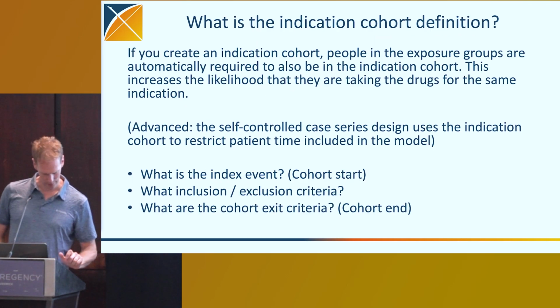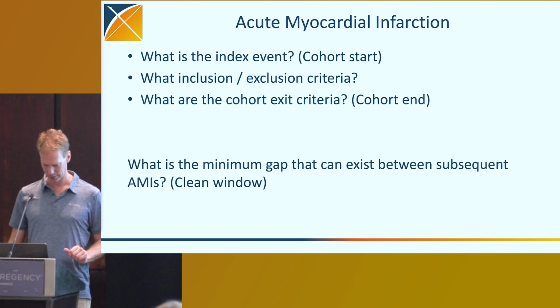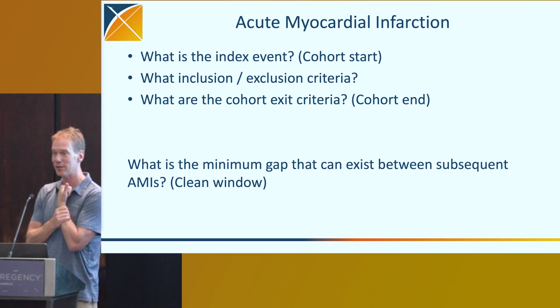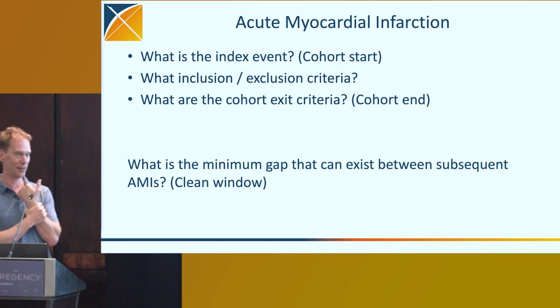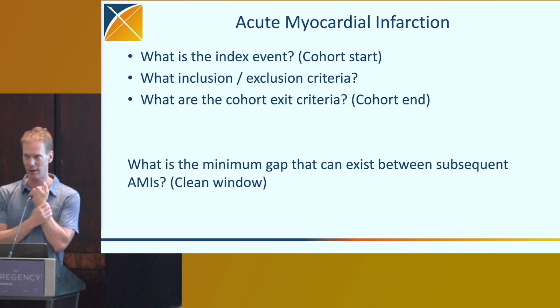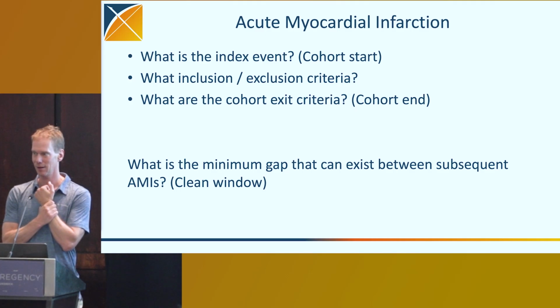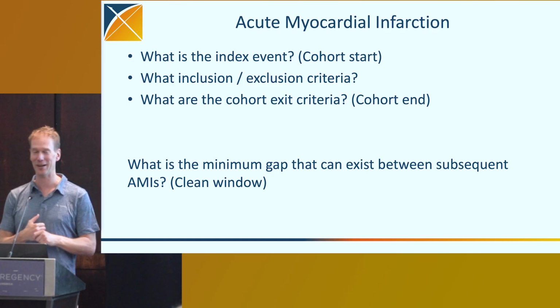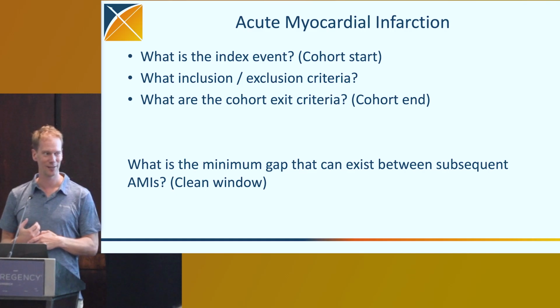All right. I think actually we'll skip over this. Let's go to the outcome cohort, acute myocardial infarction. So we need to create a cohort. What is our index event? When do people enter this cohort, acute myocardial infarction? Think about the common data model. Where would you look for finding people who have an acute myocardial infarction?